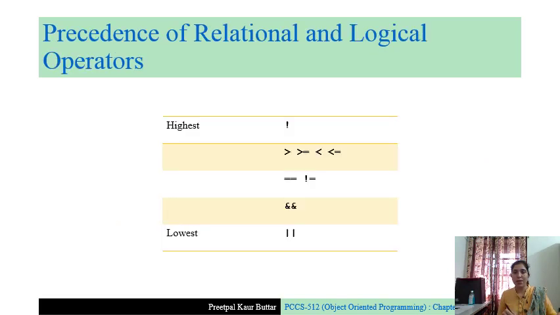This table shows us the precedence of relational and logical operators. Highest precedence is given to not operator. Next are greater than equal, less than equal, and then equal, not equal, then AND operator, and the lowest precedence is given to the OR operator. So given this precedence table, now I hope you can evaluate the expression shown in the previous slide.